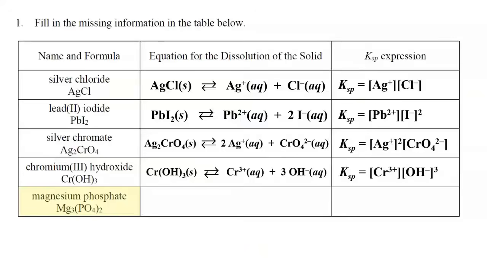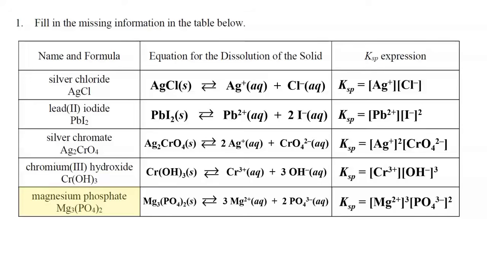So magnesium phosphate, Mg3(PO4)2 on the left, and 3 magnesium ions and 2 phosphate ions on the right. Again, don't forget to include the charge and balance the equation. The KSP will be concentration of magnesium raised to the third power times concentration of phosphate squared. All right, well, that is the answer to question 1.